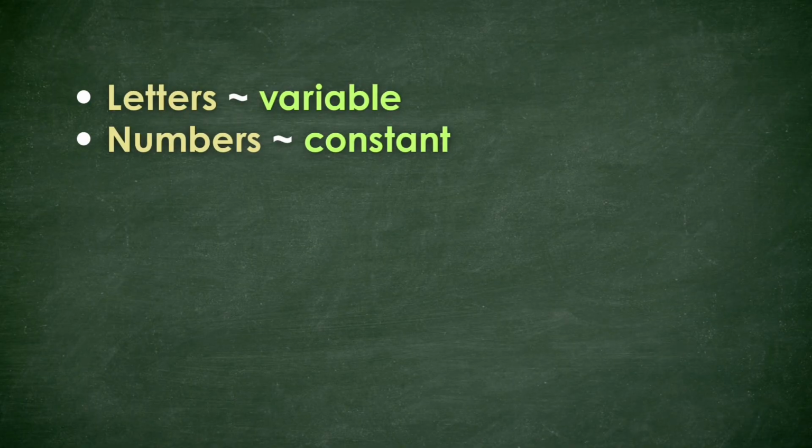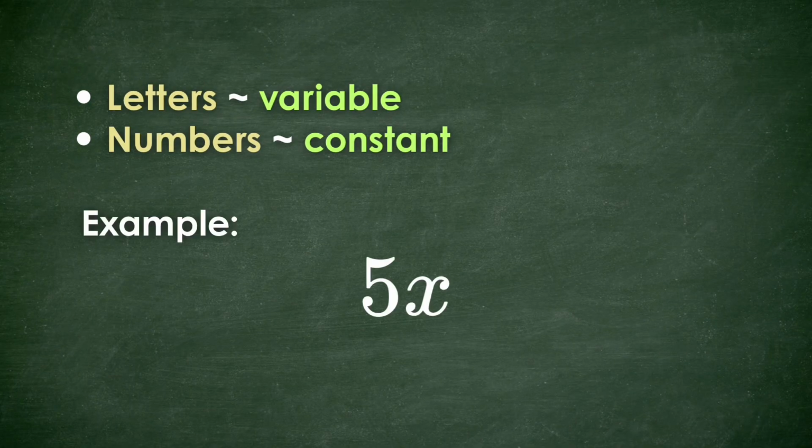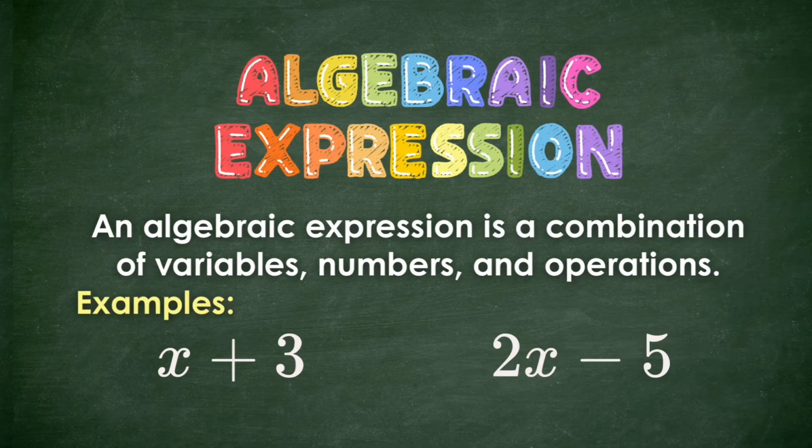Let's look at a quick example to make this clear. 5x. In the expression 5x, the number 5 is the constant. It is a fixed value. And the letter x is the variable. It represents a number we don't know yet, or a number that can change. Simple enough, right? Let's keep going.